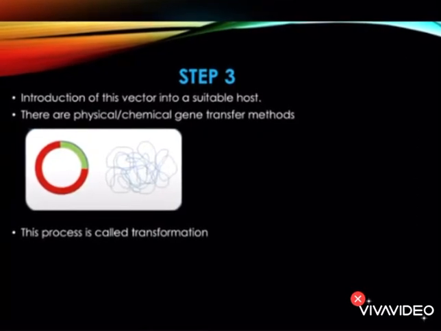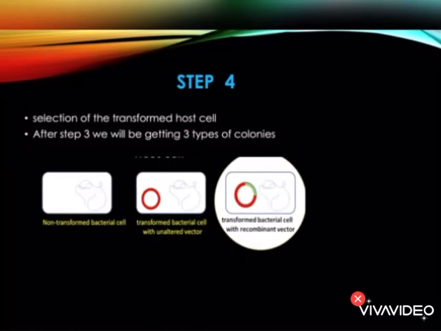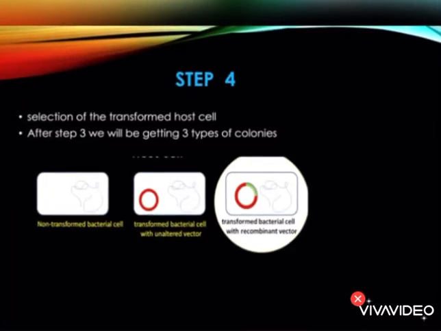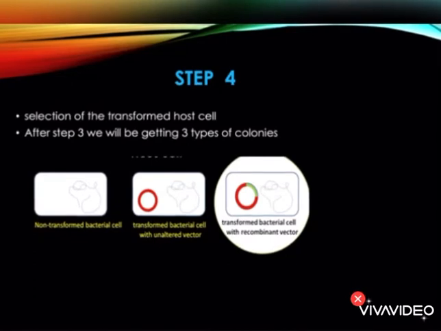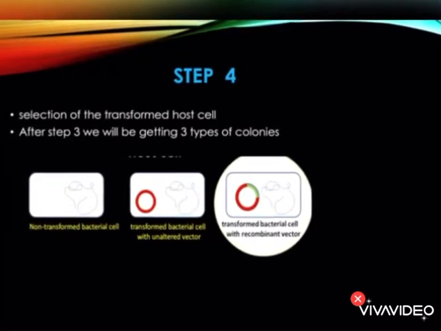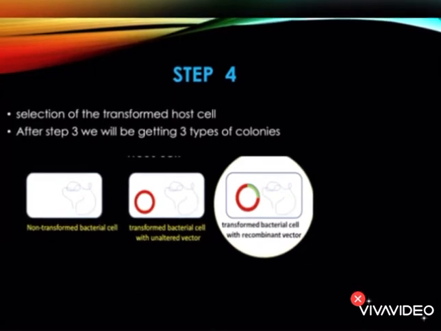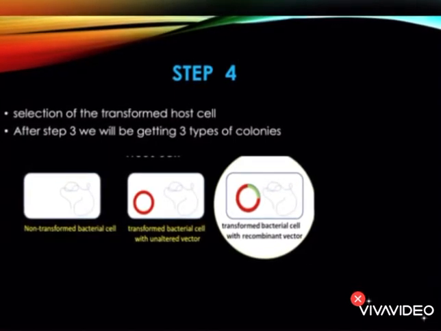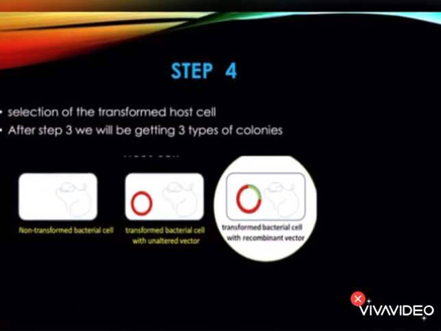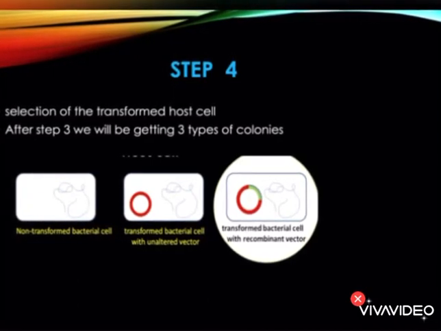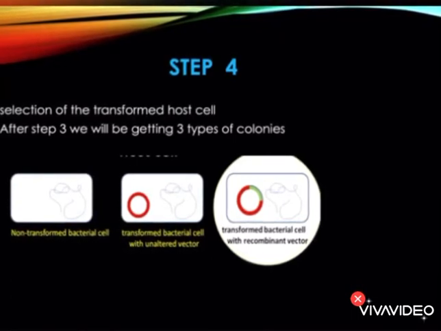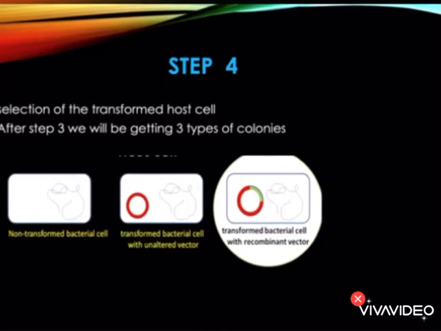Now moving on to step number 4, selection of the transformed host cell. After step 3, we will be getting 3 types of colonies. The first one is non-transformed bacterial cell. The second one is transformed bacterial cell with altered vector. The third one is transformed bacterial cell with recombinant vector. As you can see, these are the 3 types, and they appear in the 3 photos in front of you.